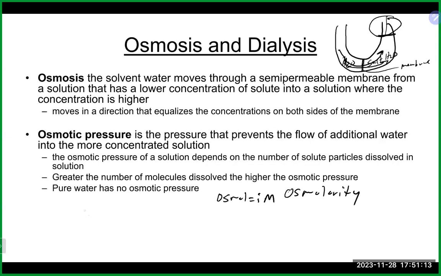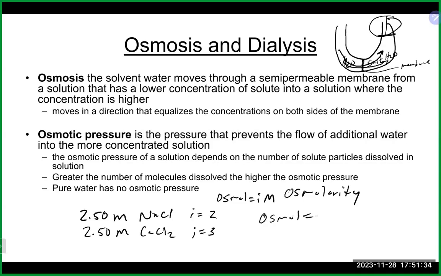So for example, if we had a 2.5 molar solution of sodium chloride versus, say, a 2.5 molar solution of calcium chloride, as we saw earlier, i in this case would be 2, i in this case would be 3. And if we were to calculate the osmolarity for each of these solutions, in the first case, it would be 2 times 2.5. And that obviously will give us 5, and it's sometimes referred to as osmolality, Osmol.